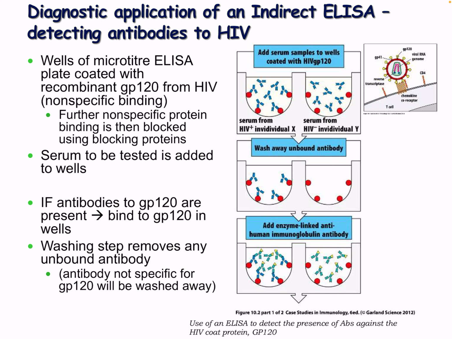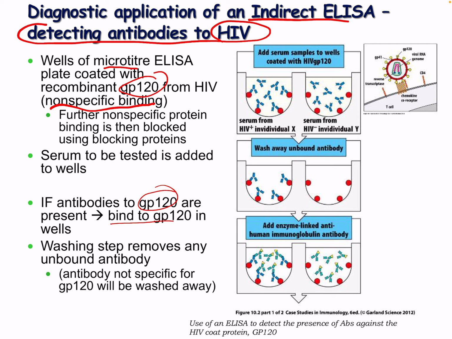Now the diagnostic application of indirect ELISA. For example, this can be used to detect antibodies in HIV. Wells of microtiter ELISA plates are coated with recombinant GP120 for HIV. Nonspecific protein binding is then blocked using blocking proteins. The serum to be tested is added to the wells. If antibodies to GP120 are present, they bind to the GP120 in the wells. The washing step removes any unbound antibody, and antibody not specific for GP120 is washed away.